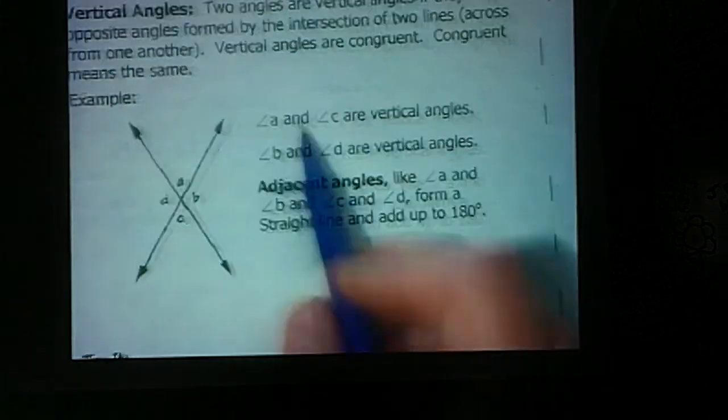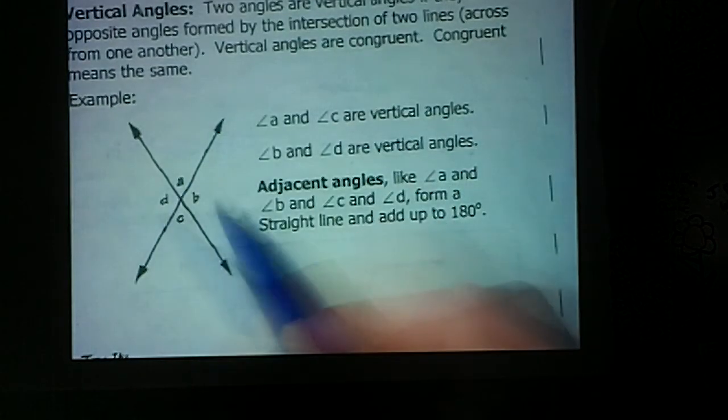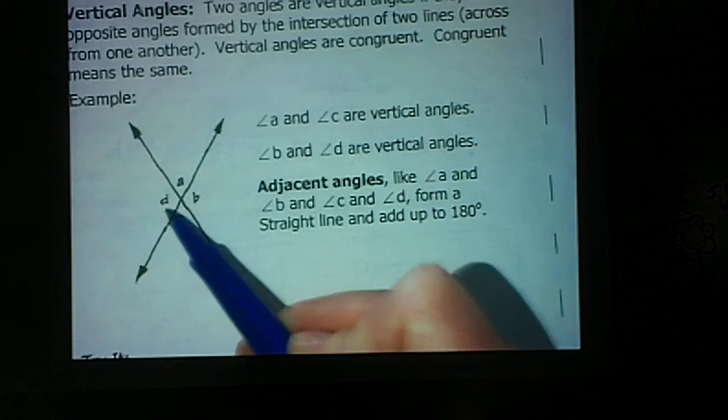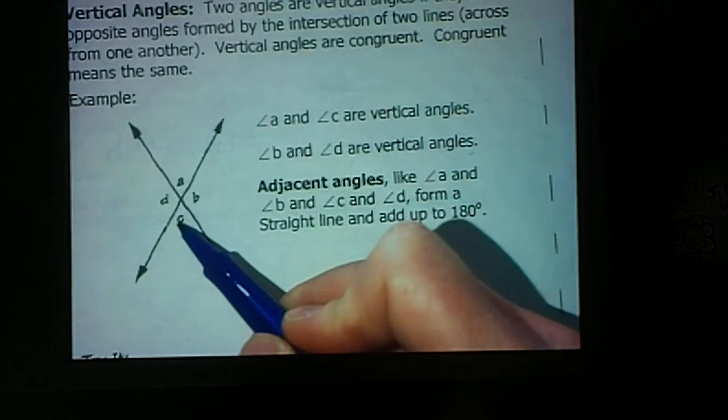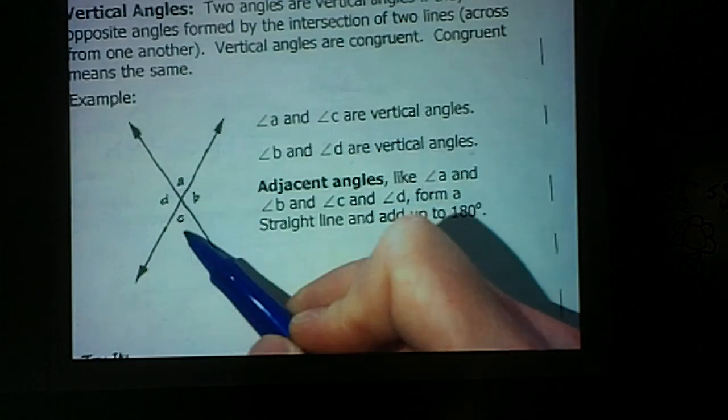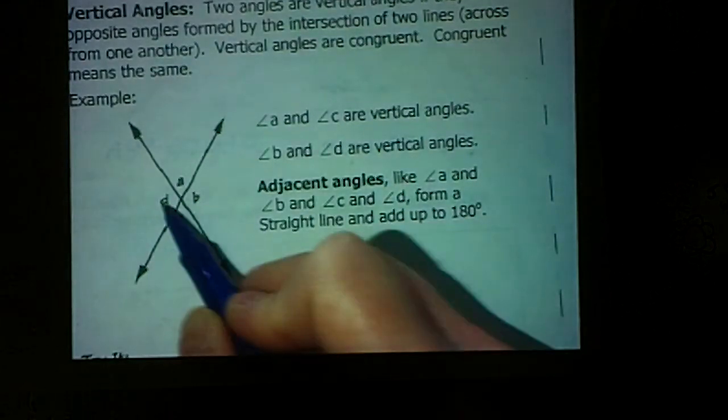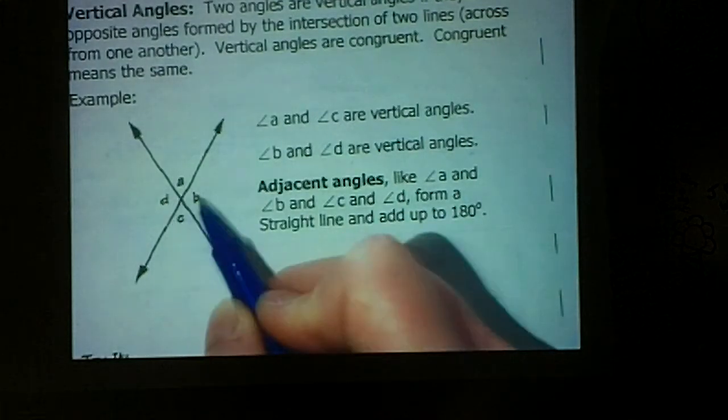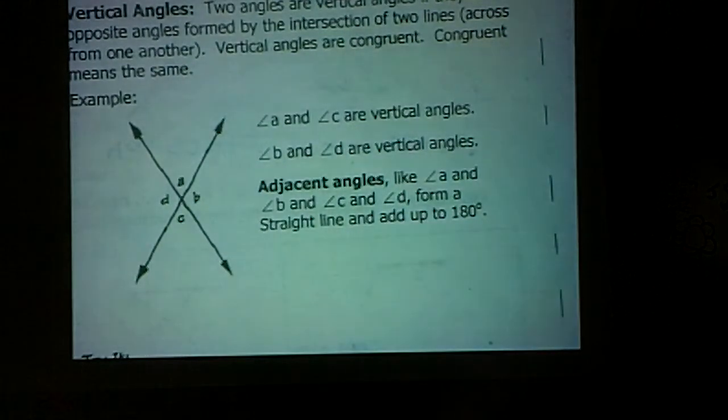If you look at this diagram here, we have A, B, C, and D. A and C are vertical angles because they are across from one another. And B and D are also vertical angles because they are across from one another.